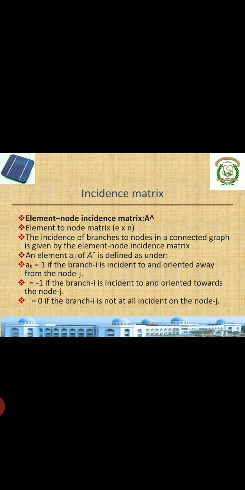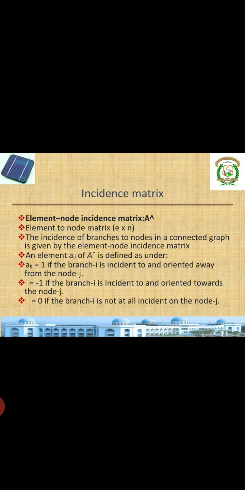Say if a graph has 6 elements and 4 nodes, then the order of that incidence matrix is 6 cross 4. The incidence of the branches to nodes in a connected graph is given by the element-node incidence matrix. How to write this A cap or incidence matrix A? Let us consider Aij, an element of that matrix, where i is the element and j is the node.